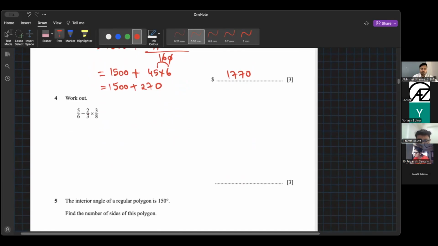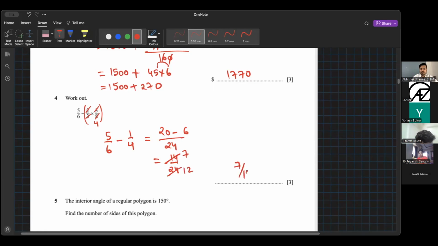Work out 6 upon 5 minus 2 upon 3 multiplied by 3 upon 8. According to BODMAS, first we will solve the multiplication. So 3 cancels out, 2 ones are 2, 2 fours are 8. So basically 5 over 6 minus 1 over 4. Now we can simplify this: 5 fours are 20 minus 6 ones are 6, divided by 6 fours are 24. So this is going to be 14 over 24, which can be further simplified to 7 over 12. Right?